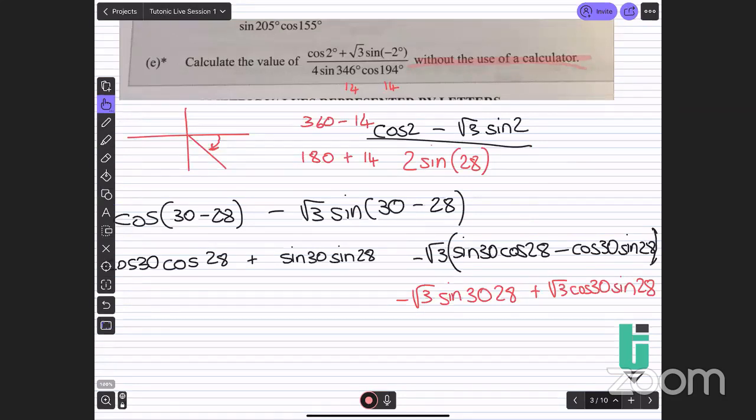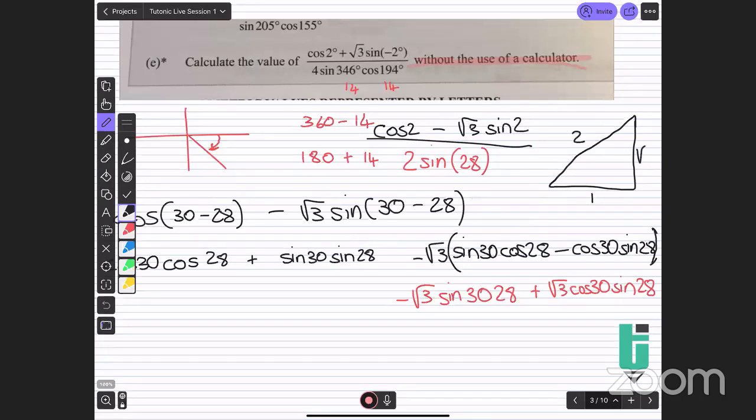What's cos 30 equal to? Here's the special triangle. Root 3 over 2, right. So just the nice way I remember it is that sine of 30 is a half. So cos 30 is therefore root 3 over 2, right?